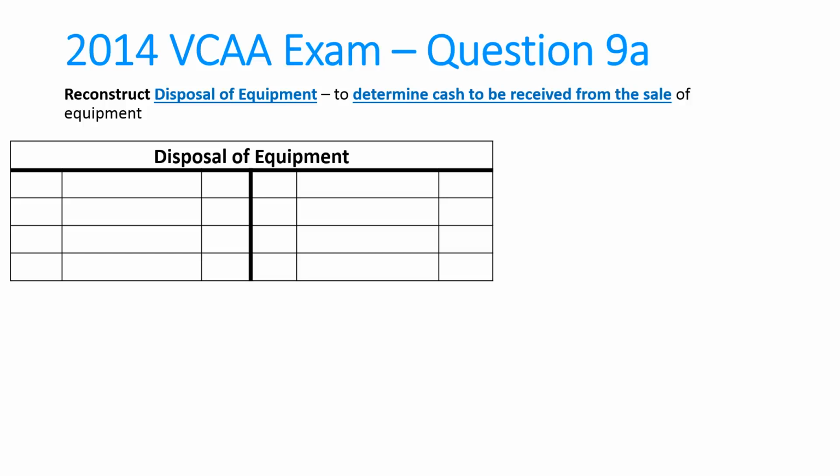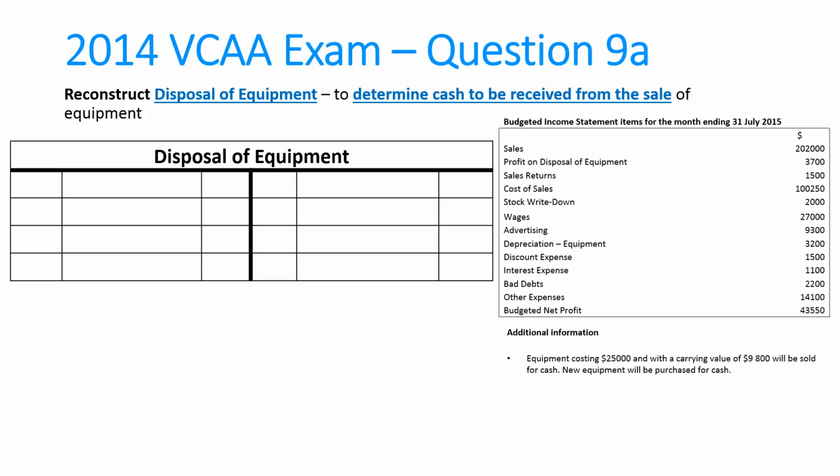The last one we're asked to do was the disposal of equipment account, and I'm being asked to determine the amount of cash received from the sale. So what I've been given is a bit of info. First of all, I'm told there's a profit on disposal. I've been told equipment costing 25,000 will be sold for cash, and it will have a carrying value of 9,800.